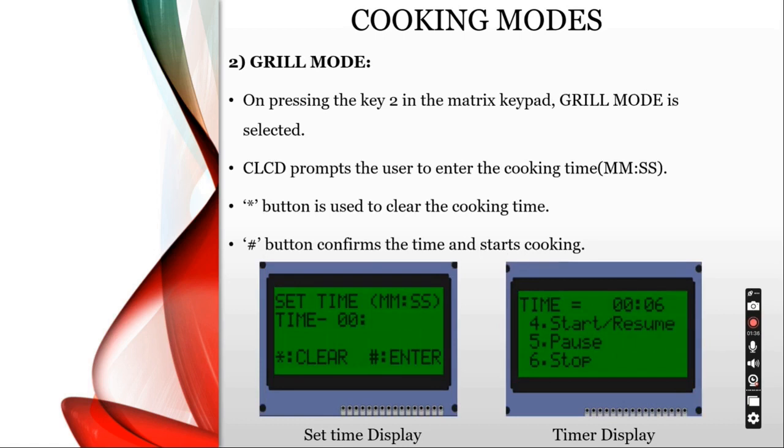The second mode, the grill mode. On pressing key 2 on the matrix keypad, grill mode is selected. The CLCD prompts the user to enter the cooking time. The asterisk button is used to clear the cooking time. The hashtag button confirms the time and starts cooking.